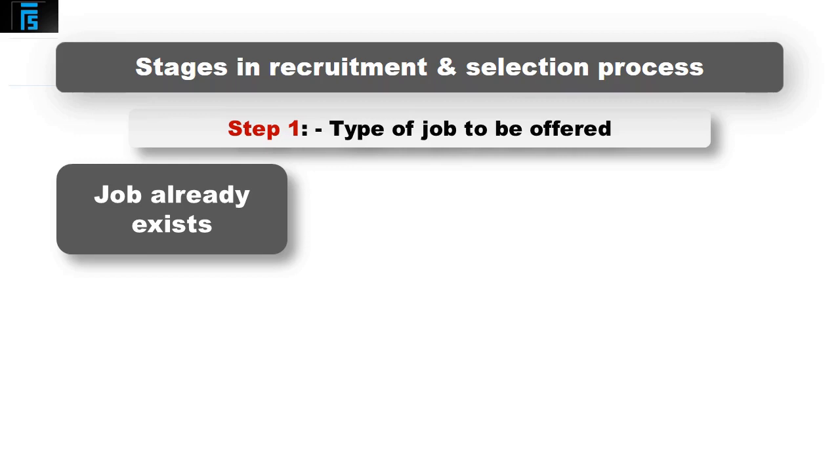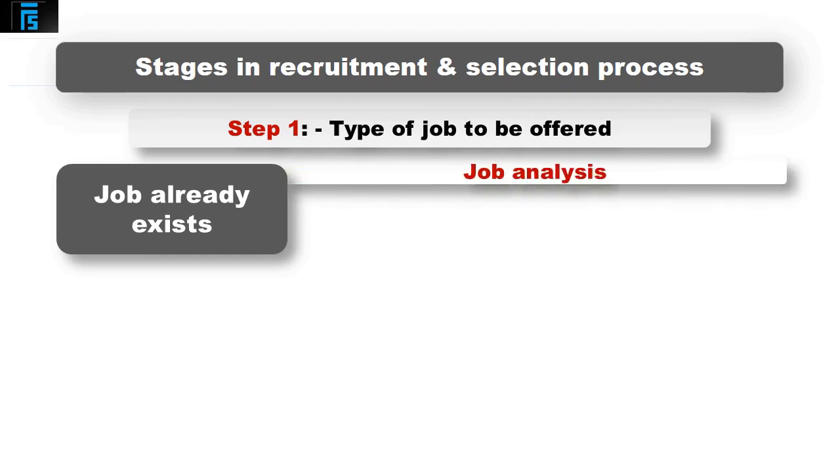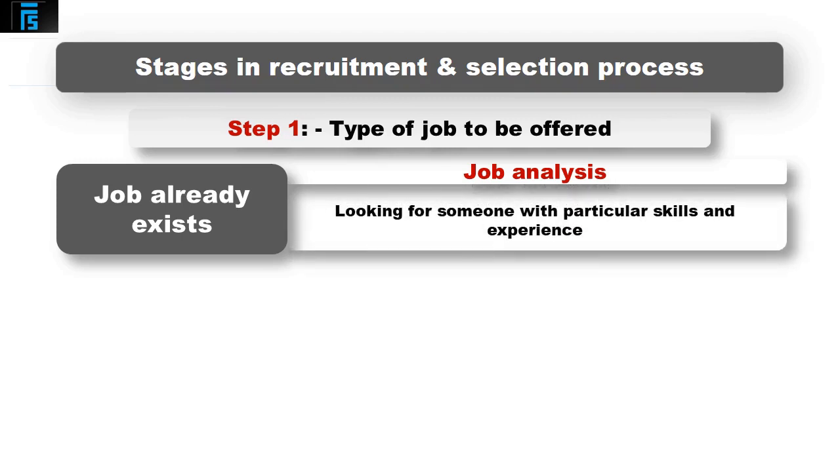The most important thing there will be to do what's called a job analysis. A job analysis is simply a list of what the tasks are. What does this person currently do? So that when we recruit, we know what we are looking for. We're looking for somebody who will be able to do those tasks.